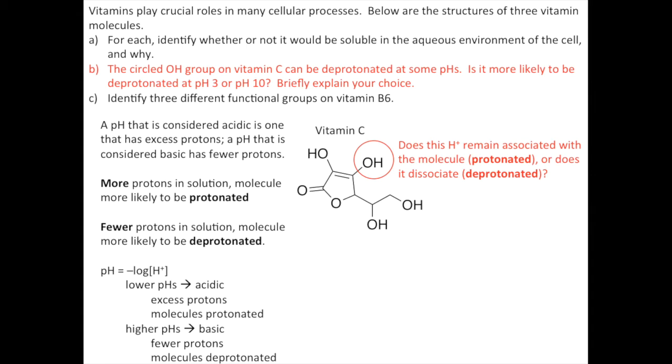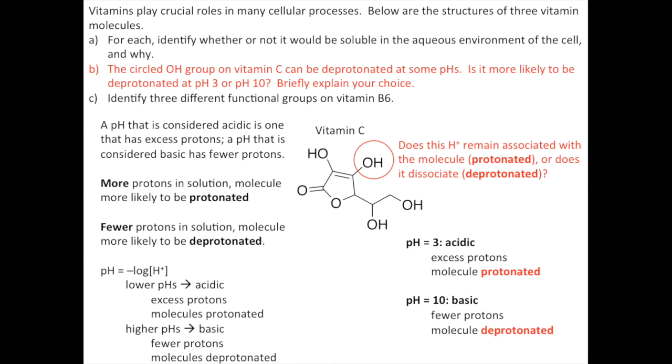There are two specific pHs referred to in the question. pH 3 describes an acidic solution, one with excess protons. Because of all those extra protons, the molecule is more likely to be protonated at this pH. pH 10 describes a basic solution, one with fewer protons. Because this solution is proton deficient, the molecule is more likely to lose its proton or to be deprotonated.